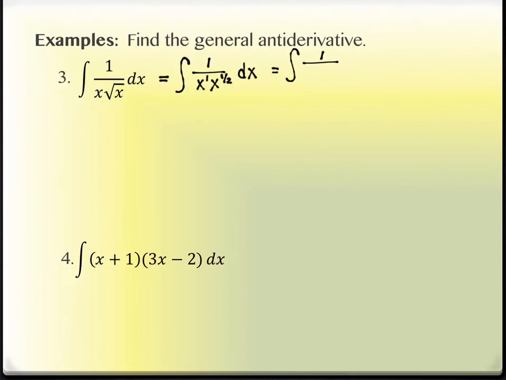X times x to the 1/2 is x to the 1 and x to the 1/2. And if I add a 1 and a 1/2 together, I get x to the 3/2. But the x to the 3/2 is still in the denominator at the moment, much like the x to the 6th was on this previous problem. So if I rewrite this again, I'm moving it up. I will have x to the negative 3/2.